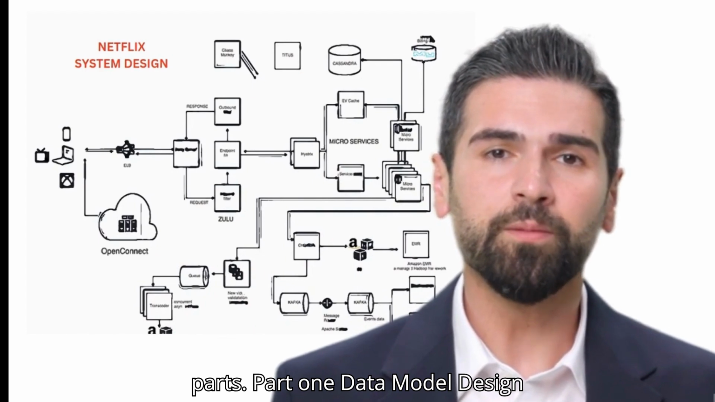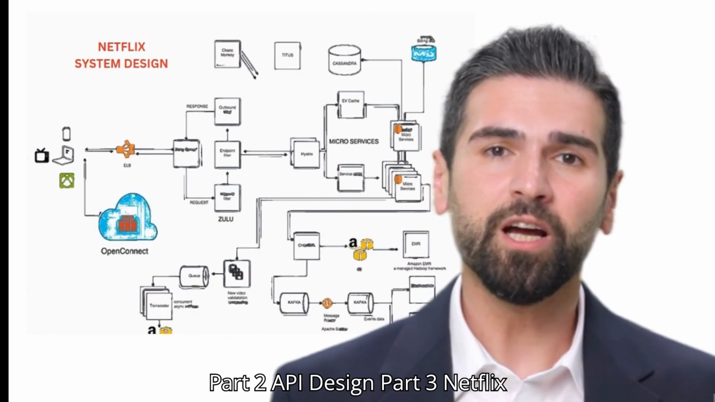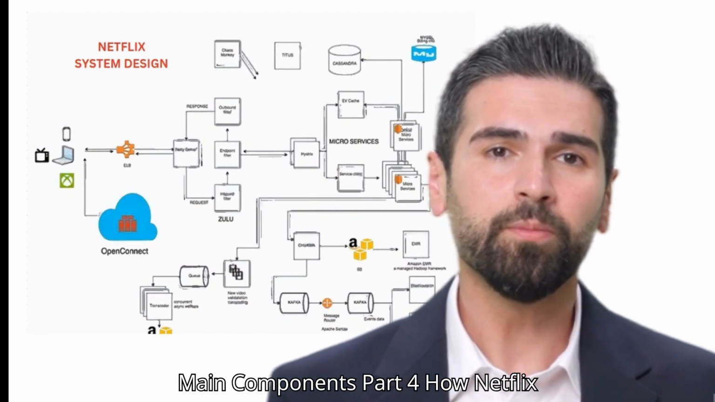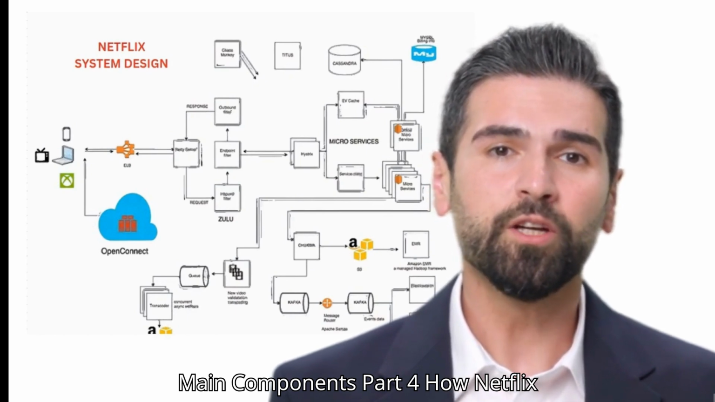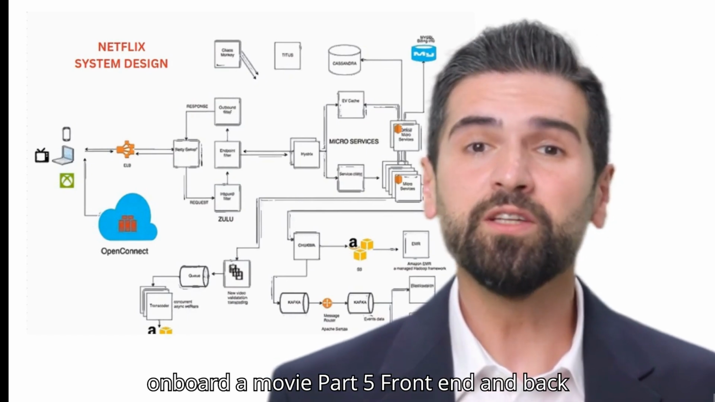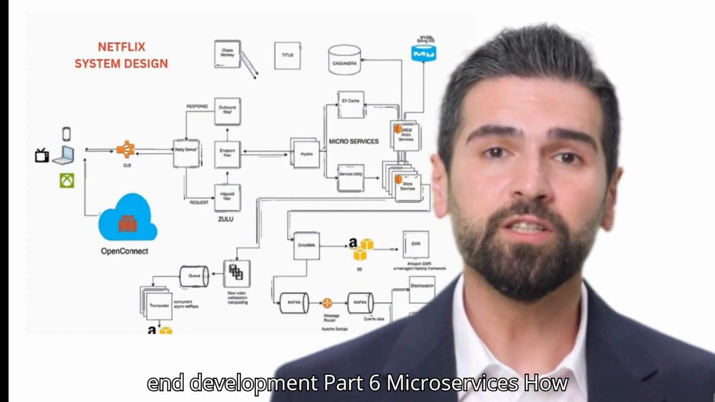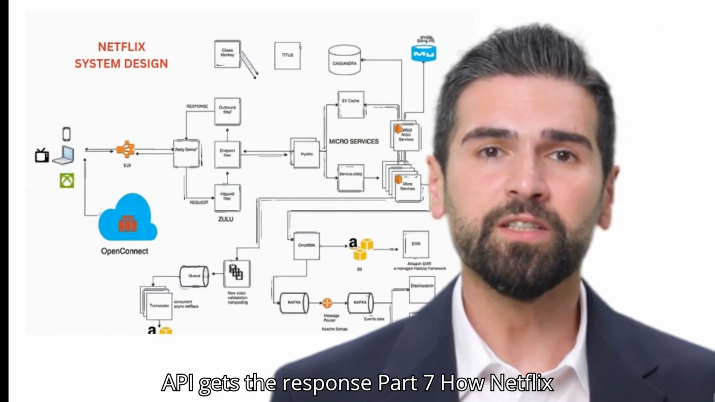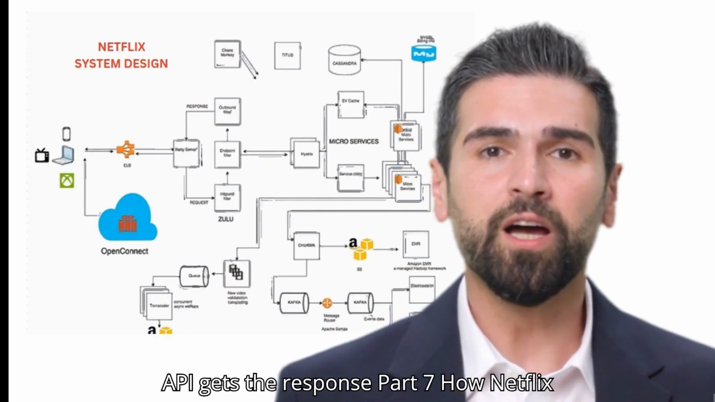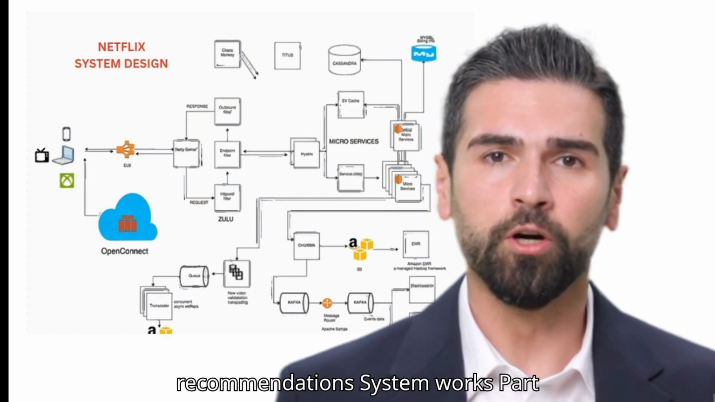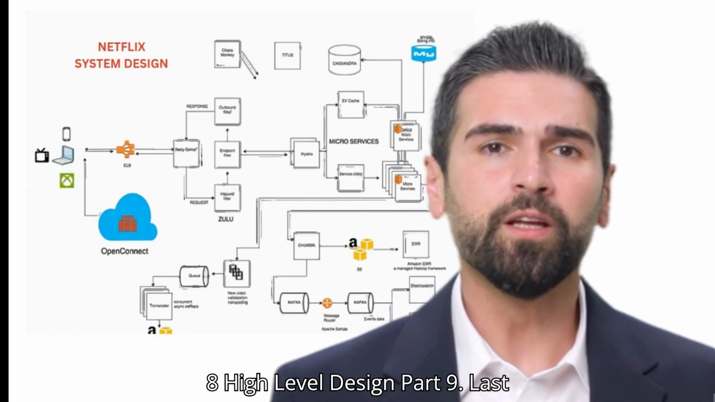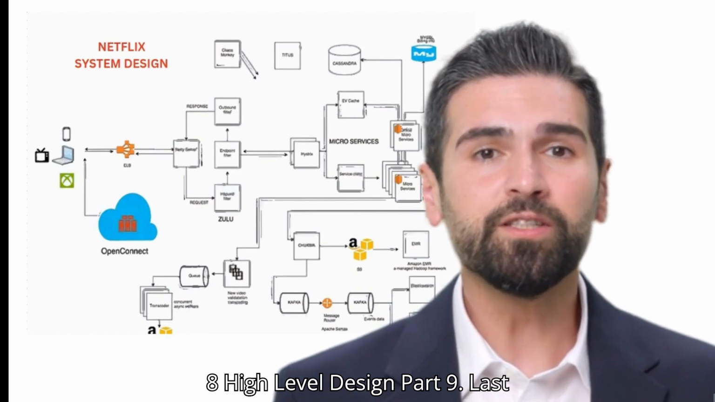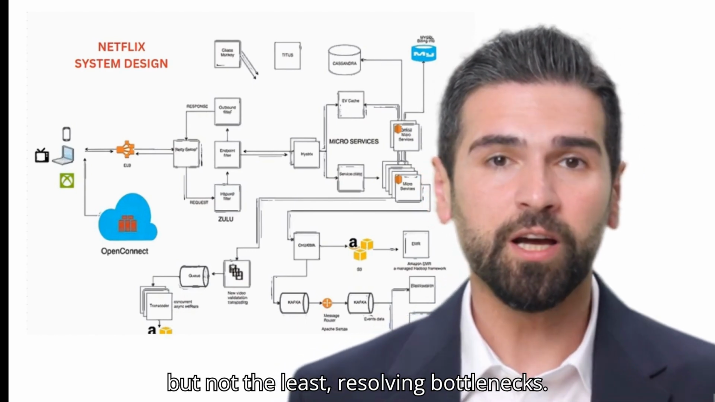Part 1, Data Model Design. Part 2, API Design. Part 3, Netflix Main Components. Part 4, How Netflix Onboards a Movie. Part 5, Front-End and Back-End Development. Part 6, Microservices: How the API Gets the Response. Part 7, How the Netflix Recommendation System Works. Part 8, High-Level Design. Part 9, last but not the least, Resolving Bottlenecks.